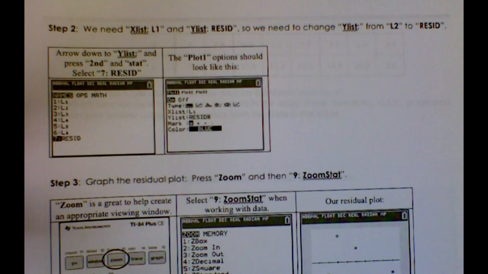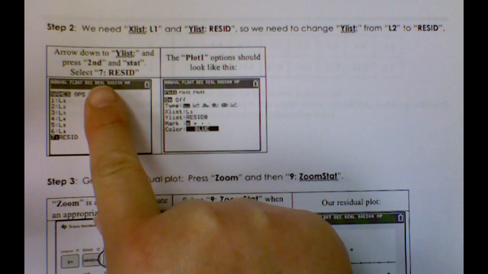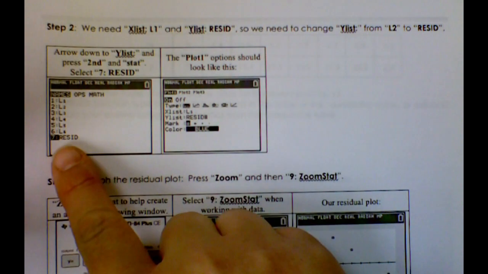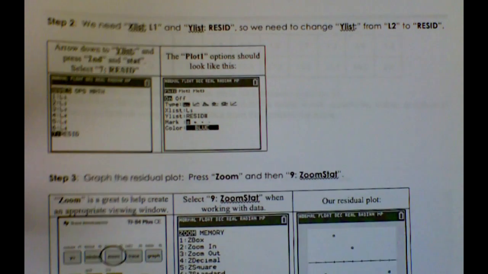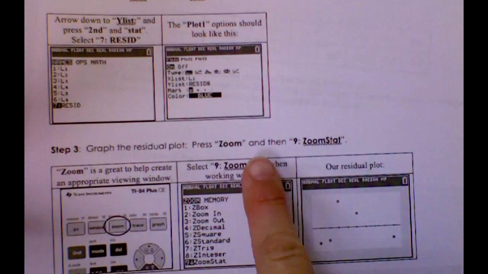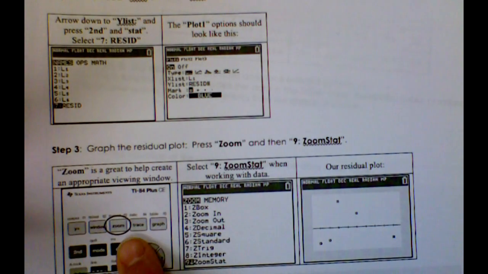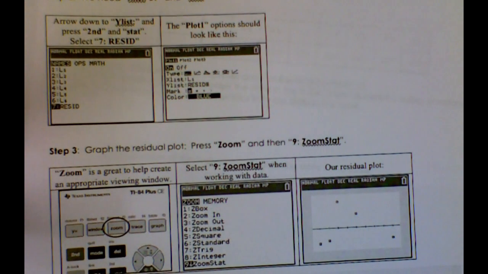We need the X list to be L1 and the Y list to be resid. So we need to change Y list from L2 to resid. To do that, you'll press second, stat, and select number 7, which is resid. The plot 1 options should then look as shown. And you'll graph the residual plot by pressing graph. And then a quick shortcut, if you press zoom, and then option 9, it says zoom stat, and it'll take you to just what you want to see of the residual plot.